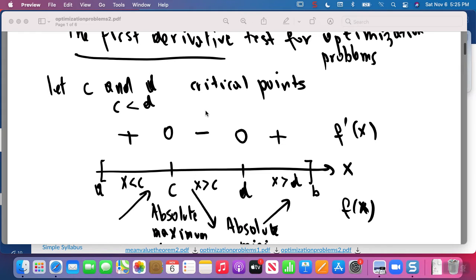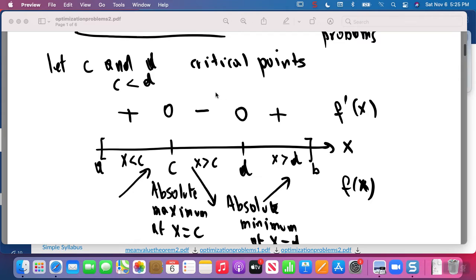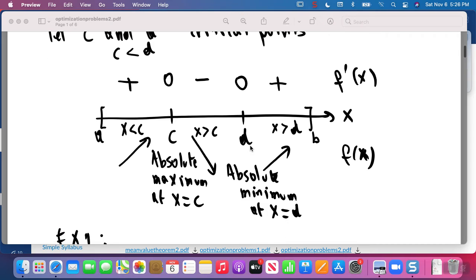Again, we are given a function of x, and we find its first derivative. We set the first derivative equals 0, and then we solve for x. We get two critical points, for example. Here we're using c and d as two critical points. And then we plot them on the number line.